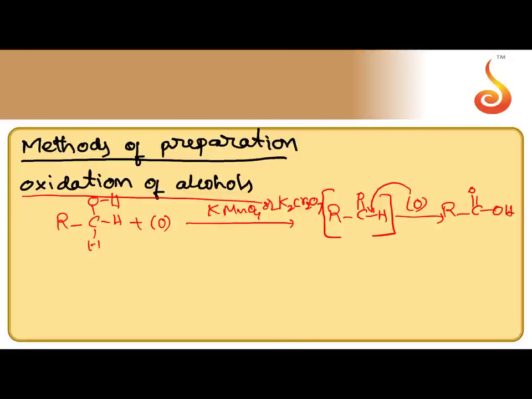If it is secondary alcohol, first ketone is obtained. Ketone won't undergo oxidation further easily like aldehyde. So we have to create drastic conditions and a strong oxidizing agent. Then we can get the mixture of two carboxylic acids.